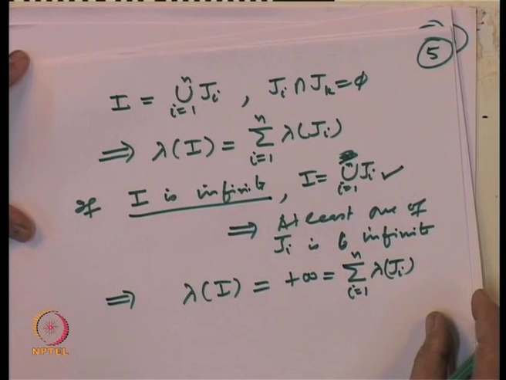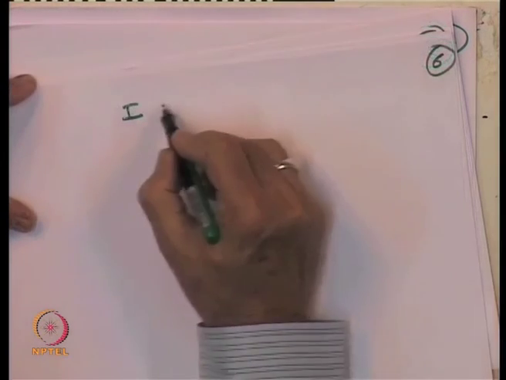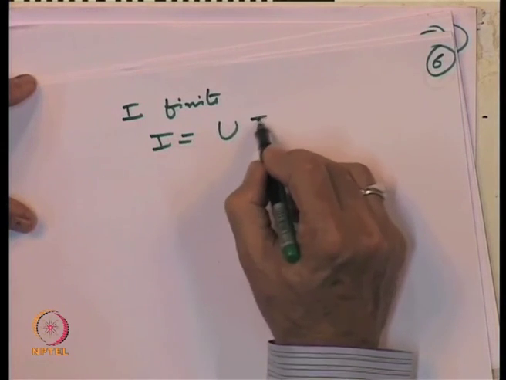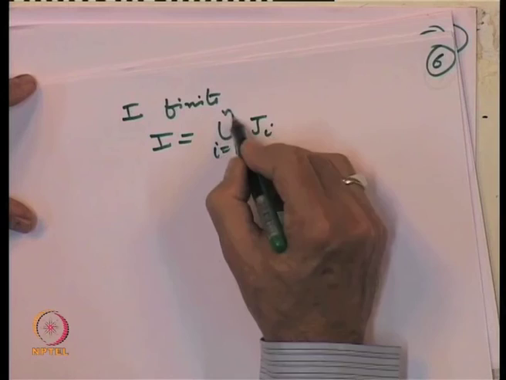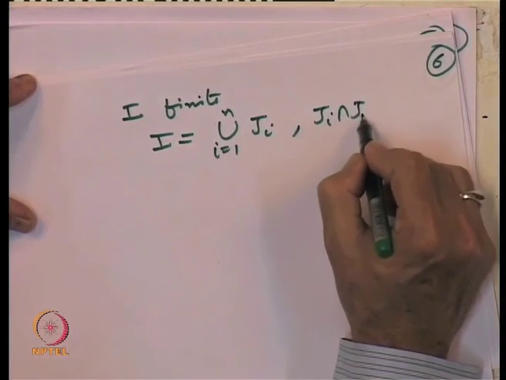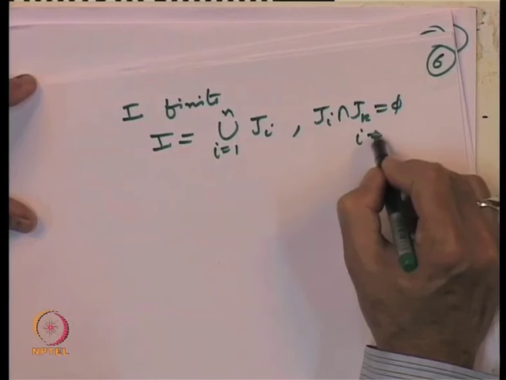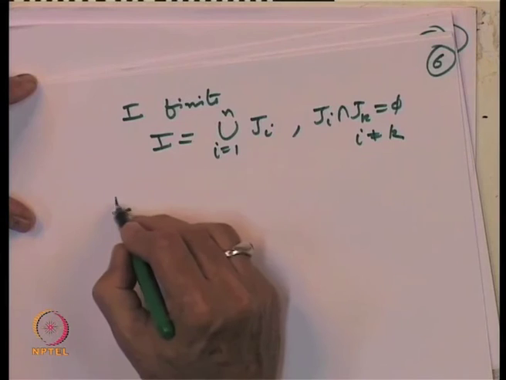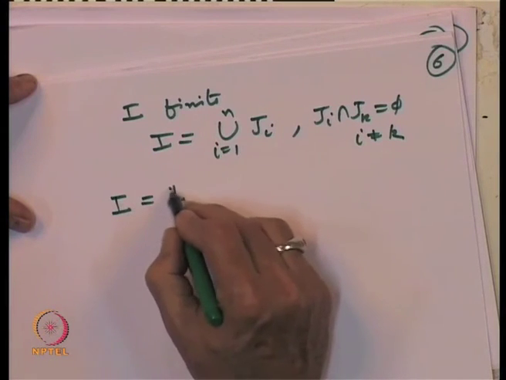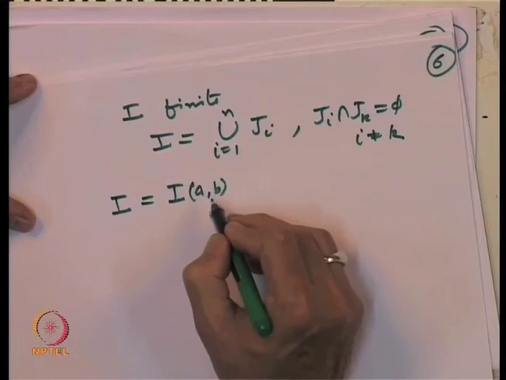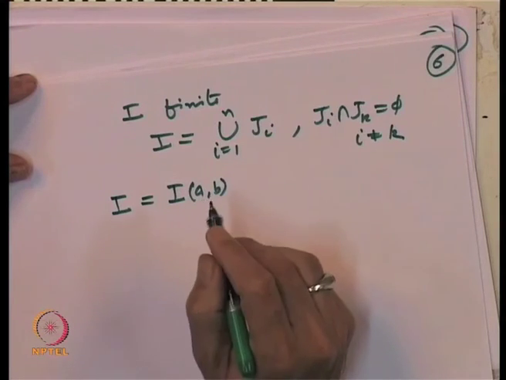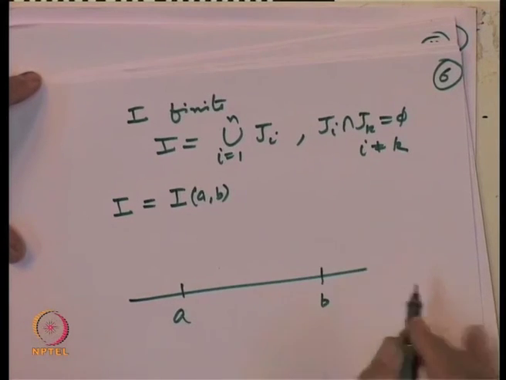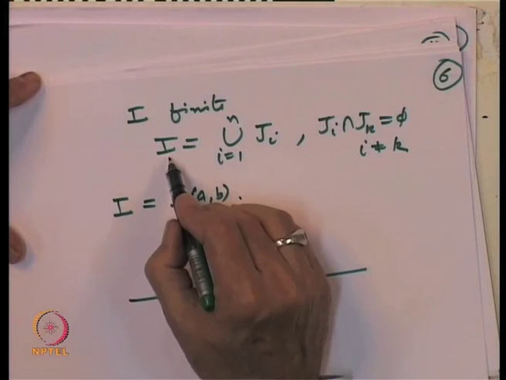Let us look at the case when I is finite. So, I finite, I equal to the union of j_i's, and j_i's are pairwise disjoint. Now, let us say the interval I has endpoints a and b, and let us say the left endpoint is a, the right endpoint is b. So, here is a and here is b. We want to compute the length of I.